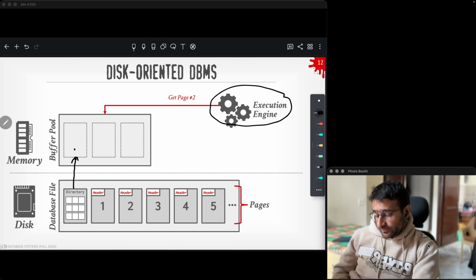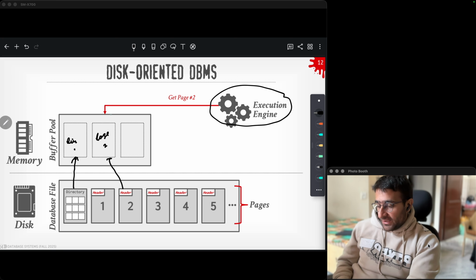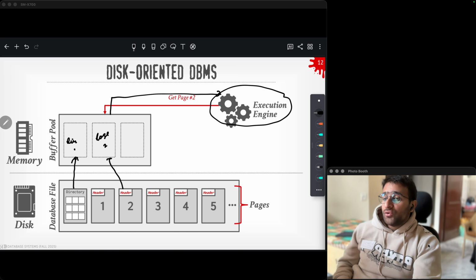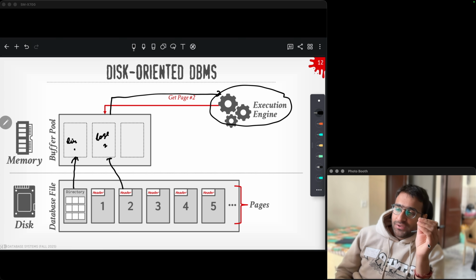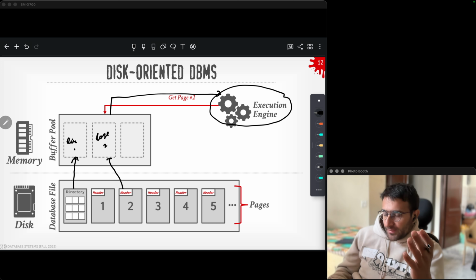Then I can figure out that in order to read page 2, I'll have to jump to this particular offset. Then I'll just read page 2 into the other block in the buffer pool. And then I will pass that back to the execution engine, which will perform its calculation. It will read raw bytes out of that page and make sense of how to stitch tuples together. But we don't care about the execution engine right now.